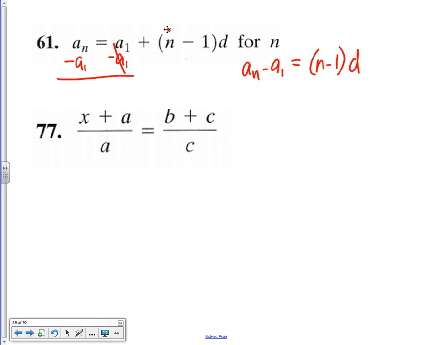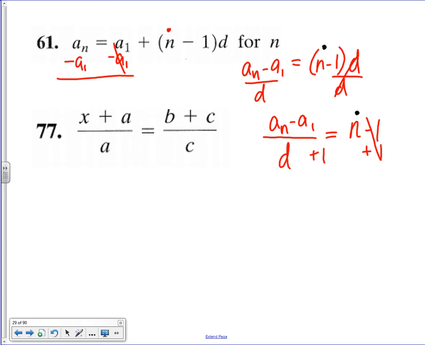Still solving for n. Next to get rid of is the d, because that's the farthest away from the n on the same side. It's being multiplied, so you'll divide. We get a sub n minus a sub 1 all over d equals n minus 1. And the only thing left to get rid of is the 1, because we're still solving for n. We will add the 1. Again, be careful when you add the 1. It's in line with the fraction. It is not on the bottom.